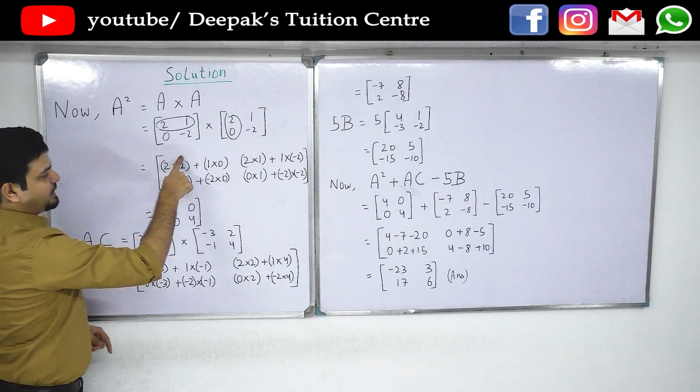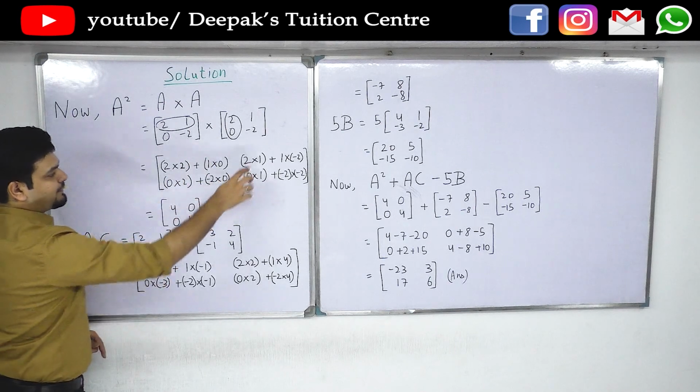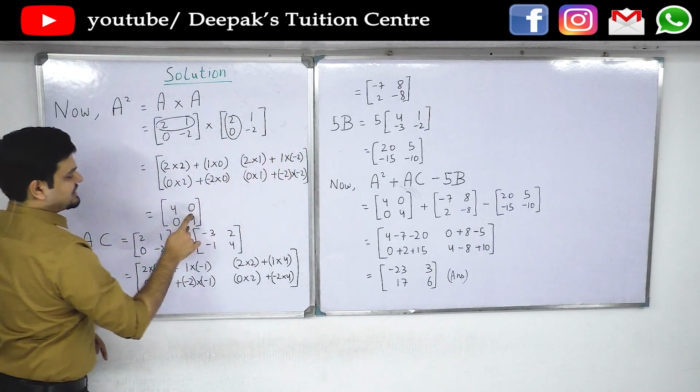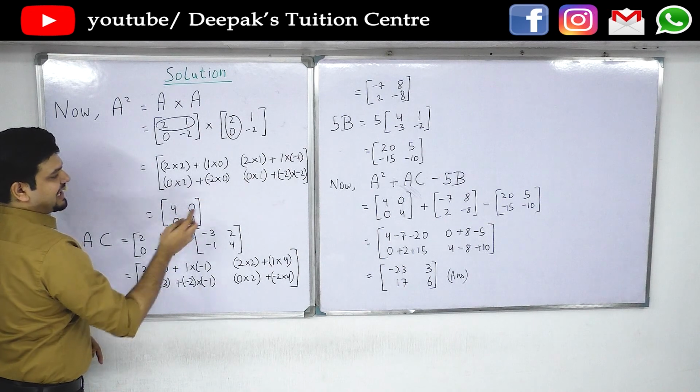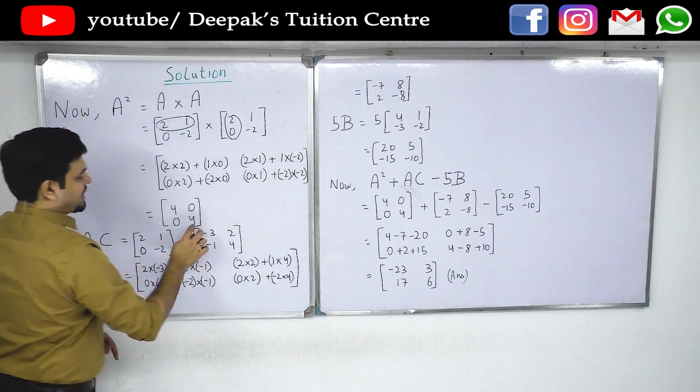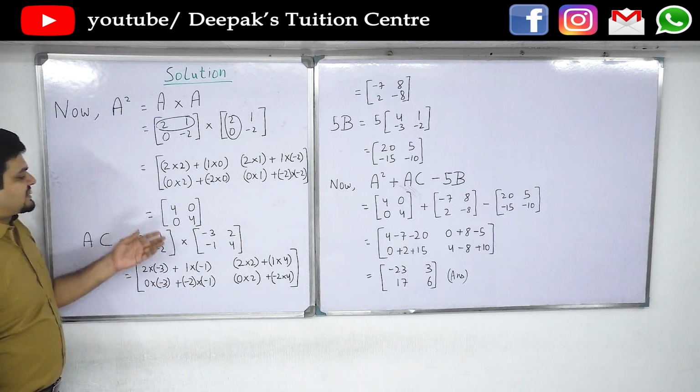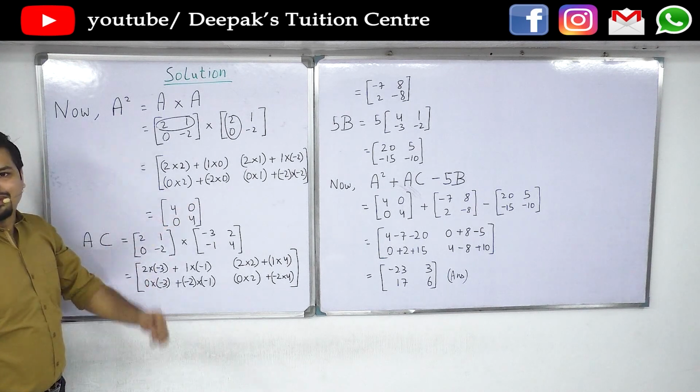So 2 into 2, 4 plus 0, that is 4. 2 minus 2, that is 0. 0 plus 0, that is 0. And 0 plus 4, that is 4. So the value of A square is 4, 0, 0, 4.